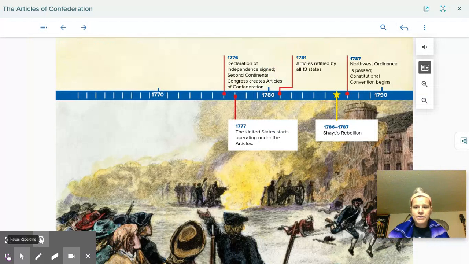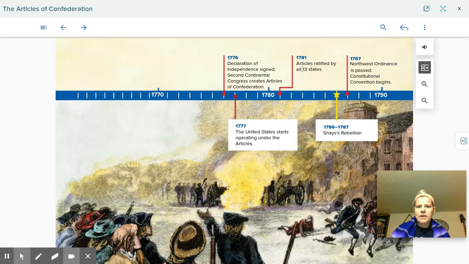All right, so starting with lesson 1, we're going to go ahead and take a look at the timeline. So let's start with 1776. We have the Declaration of Independence signed, and the Second Continental Congress creates the Articles of Confederation. And then in 1777, we have the United States starts operating under the Articles. 1781, the Articles are ratified or approved by all 13 states.